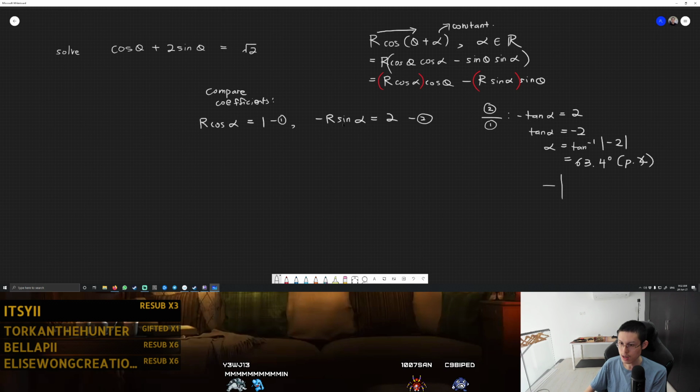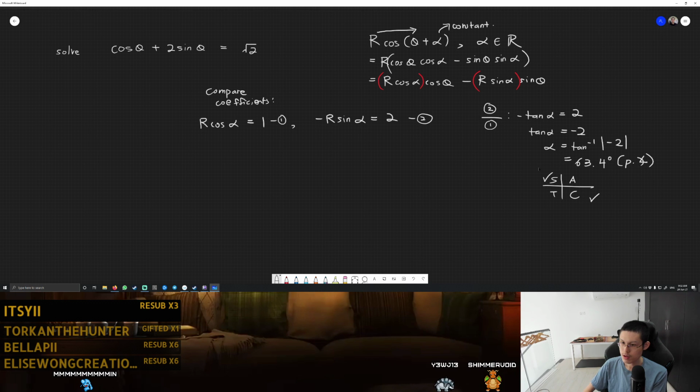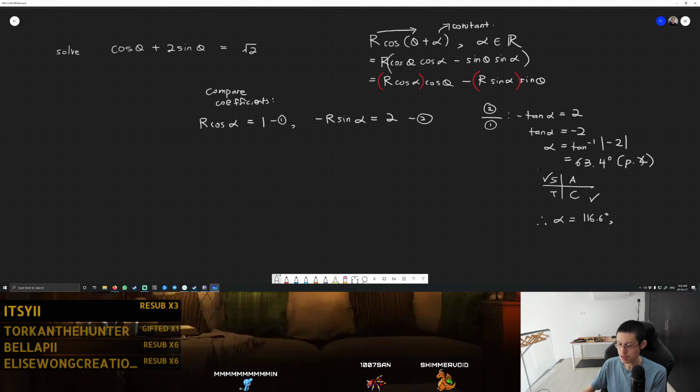And now we use the CAST diagram. You can see that this is actually a negative tangent, right? There's a negative over here, which means we have to pick the second and fourth quadrant. Therefore, alpha is 180 minus 63.4, which is 116.6. And the other one is 360 minus 63.4, which is 296.6 degrees.